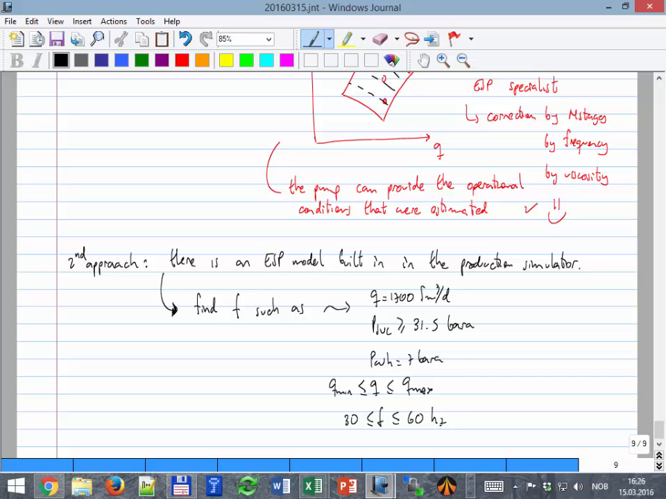And what else? Nothing else, I think. So for that we have to use the solver, or we have to use an automatic routine that changes frequency and changes bottom hole pressure, such that all of these constraints are met.